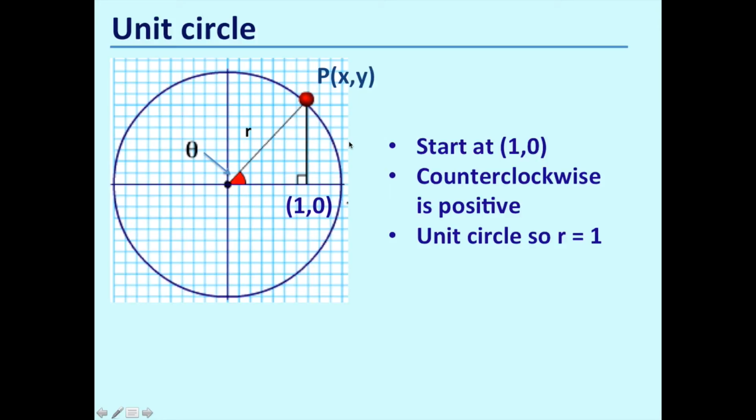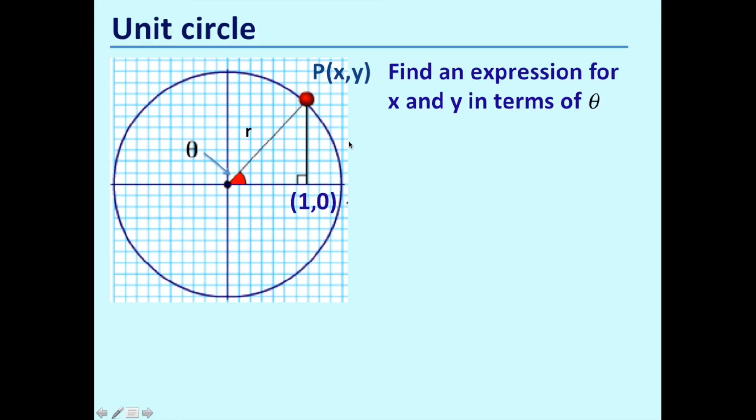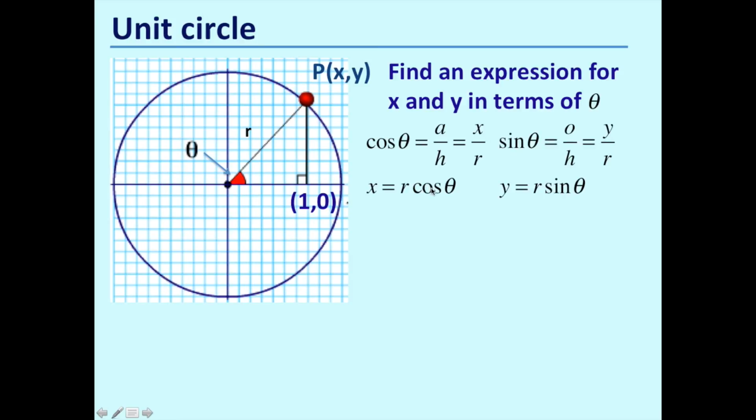So what I want you to have a think about is how you could find an expression for x and y. So this would be obviously x and this would be y. How can we find an expression for those in terms of theta? So if this is theta, we know that cos theta is going to be adjacent over hypotenuse, which here would be the x coordinate over the hypotenuse, and we can rearrange that to say that x equals r cos theta. Similarly, sine theta equals opposite over hypotenuse, which here is going to be the y value over the radius, which we can rearrange to say that y equals r sine theta.